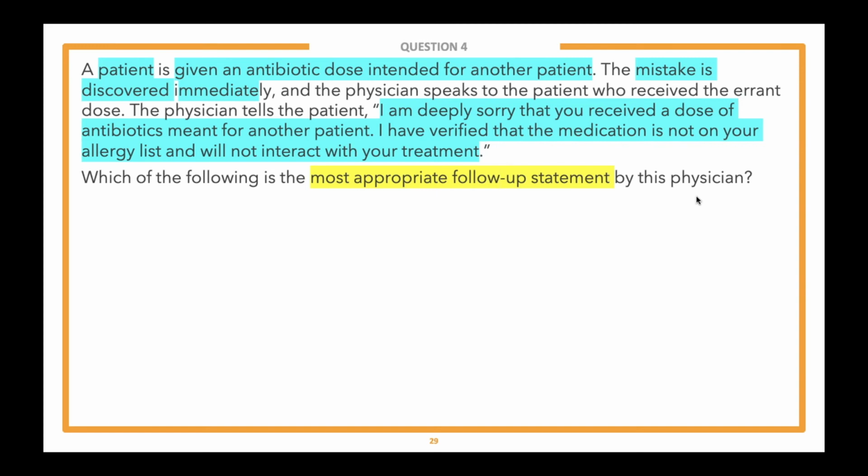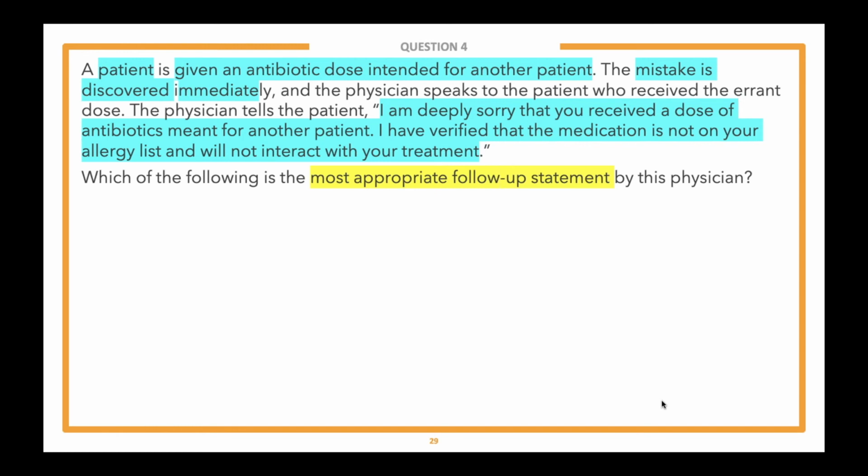And if you remember with our first question, there may be clues in the lead-in, important phrases there, that make one response better than another. Hopefully by doing this a few times, you're picking up on what's important to make note of. In this case, a patient is being given an antibiotic meant for another patient, so a patient safety issue, a patient error issue. The physician tells the patient those two sentences, so you definitely want to read that and make note of it. Then it's asking what would be the appropriate follow-up statement.